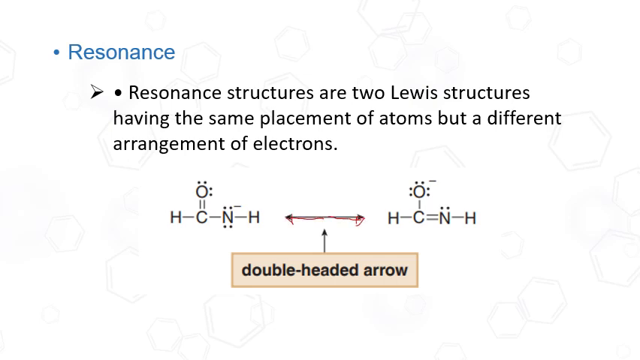Okay, what's different between them? If you take a look at the left structure, you have the oxygen bonded to your carbon through a double bond, and it has two lone pairs. And the nitrogen next to it has two lone pairs and is singly bonded to your carbon. On this side, you notice that the nitrogen now is doubly bonded to the carbon, and the oxygen is singly bonded, and it now has three lone pairs. So these two are called resonance forms.